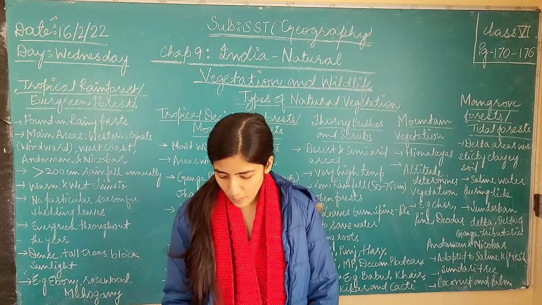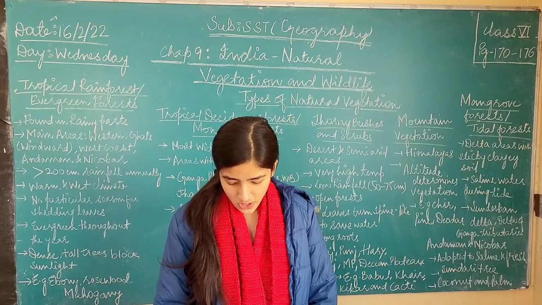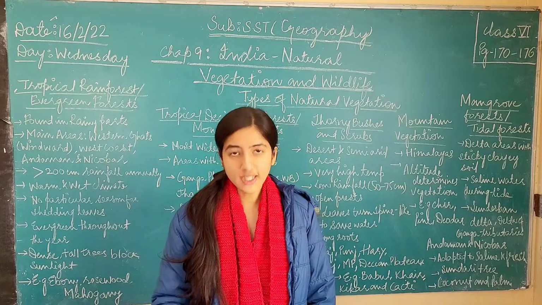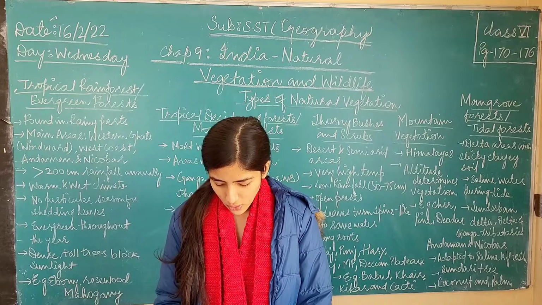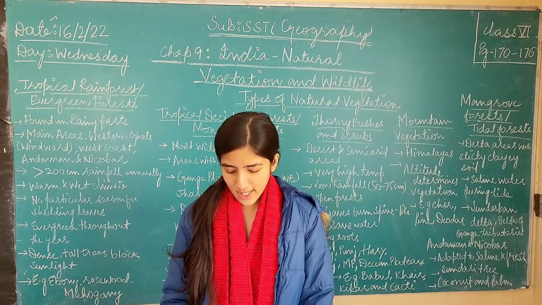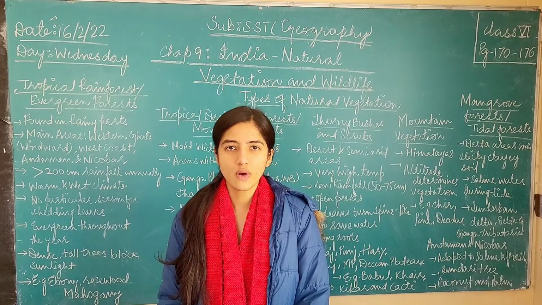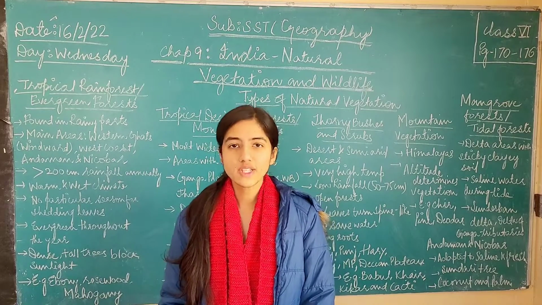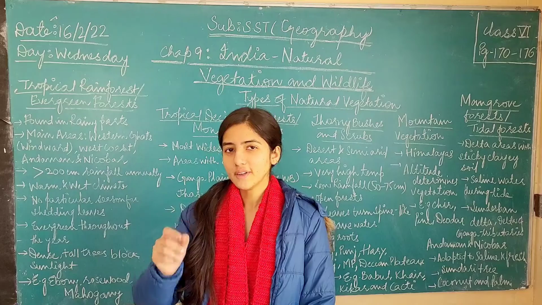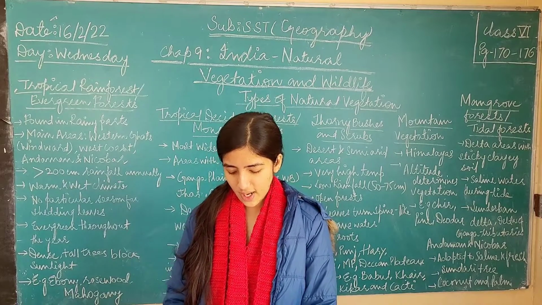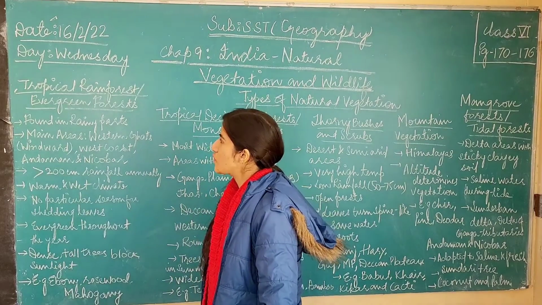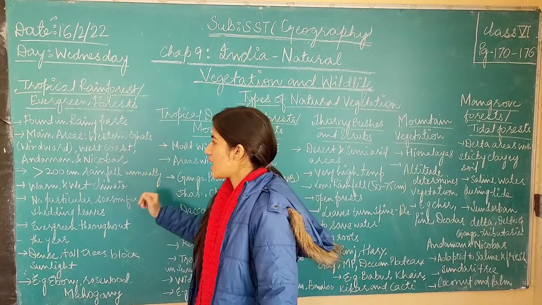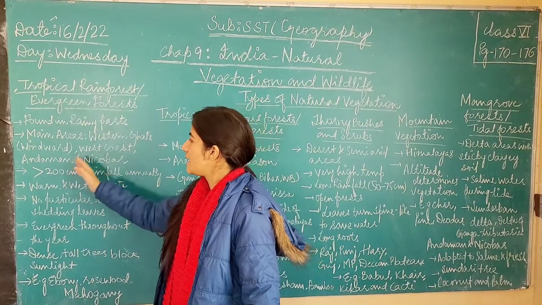See in the map which is given on page 171, you can see that the orange line which is there in the southern tip of India shows the tropical rainforest area. This is the area where these types of rainforests are found. So as you can see, the orange belt is in the Western Ghats. So tropical rainforests are found in the Western Ghats and West Coast and Andaman and Nicobar Islands.